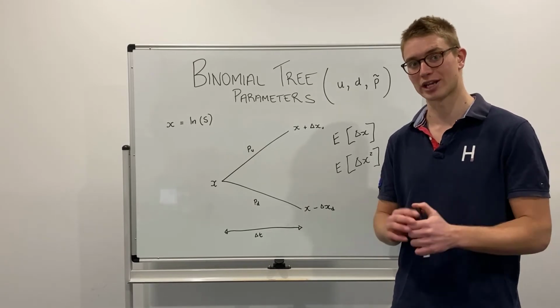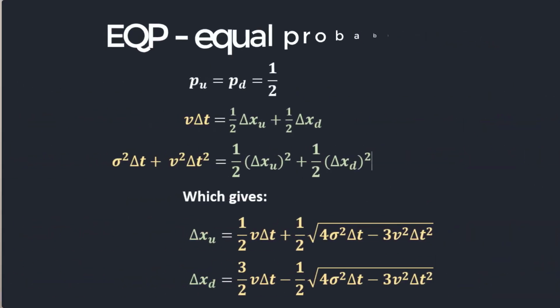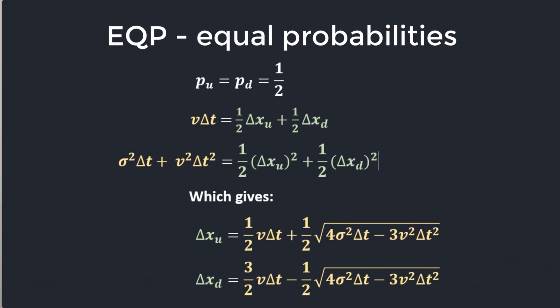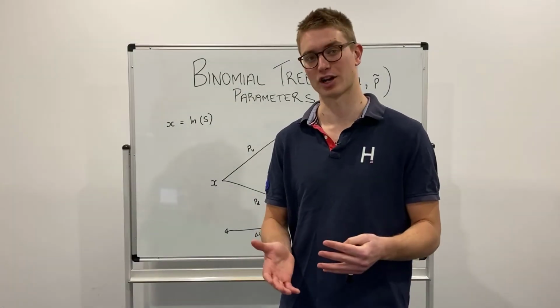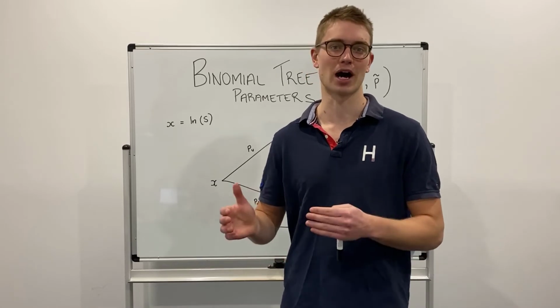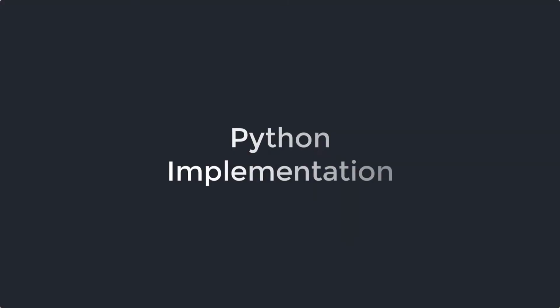For Trigeorgis, they've talked about equaling the actual jump sizes, and therefore the resulting probability is as you have here on the screen. And for the equal probabilities, EQP, they have made the risk-neutral pricing probabilities equal to 1/2, and then you result in the factors that you have here on the screen. So now we've taken a look at these 4 different methods to choose the parameters for this binomial option pricing model. Let's jump into Python, implement them all, and compare them for a European call option.